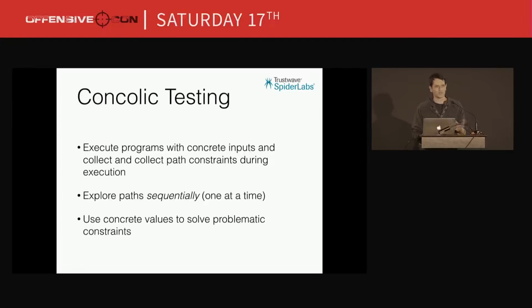Unlike symbolic execution, where you fork and have to explore two paths at the same time, in this case you just keep exploring paths sequentially. You take one path and keep exploring it until it terminates, for example. And you use concrete values to solve problematic constraints. This is called concretization, and I think I have a slide later. If you cannot solve a certain number of constraints, you can simplify the expression and replace one of the variables by a concrete value.